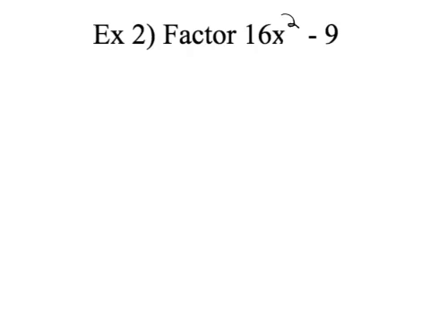For our next problem, 16x squared minus 9. Go through our questions. Do we have a GCF in this problem? No. Second question, do we have 2 terms? Yes. 16x squared is one term, 9 is the other. Is the first term a perfect square? If we take the square root of 16, we get 4. If we take the square root of x squared, we get x. Is the second term a perfect square? Yes, 9. 3 times 3 is 9, so therefore we have difference of perfect squares.